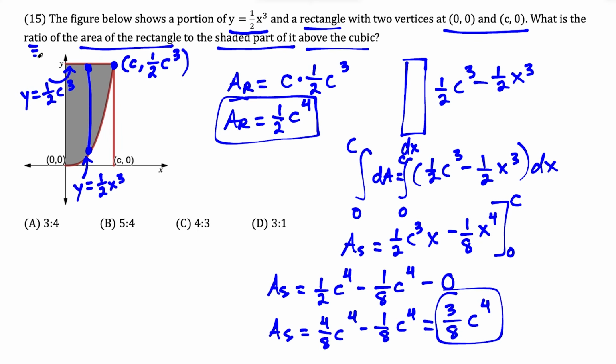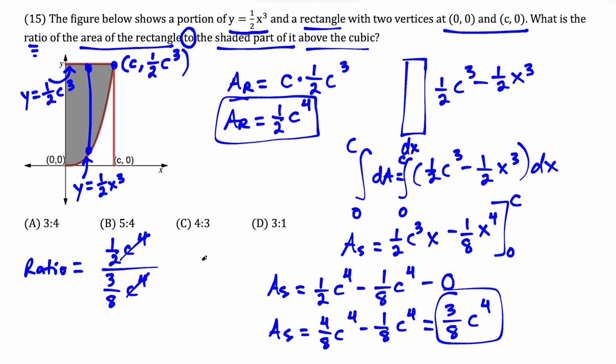So now we have to set up our ratio. The ratio that we want is the ratio of the area of the rectangle goes first in the numerator. And now in the denominator, we have 3/8 c to the fourth. And the reason why we're doing this, remember, with ratios, the part that comes before the "to" goes in the numerator, and then after the word "to" goes in the denominator. Okay, so that's how we're setting up this ratio.